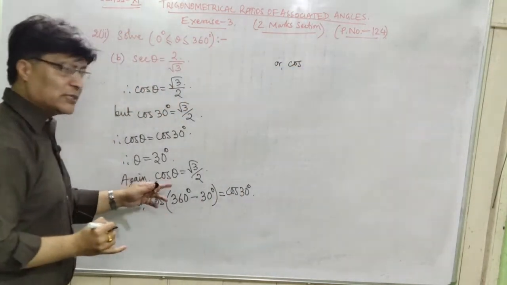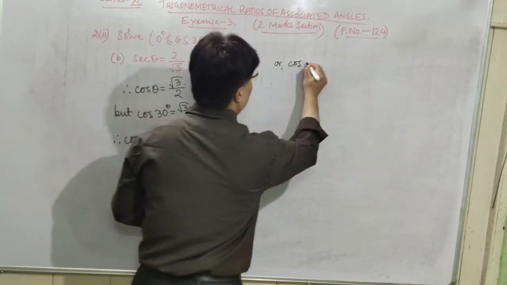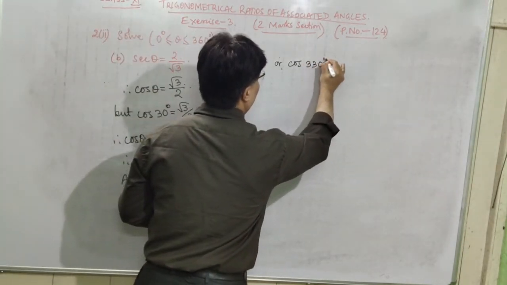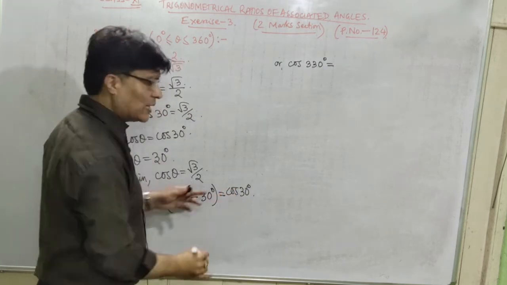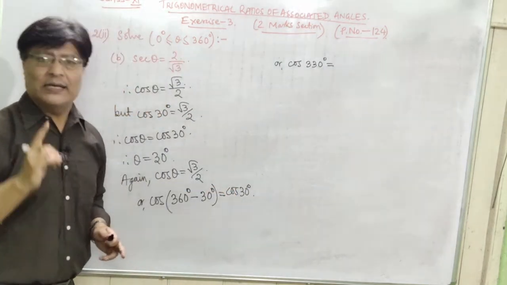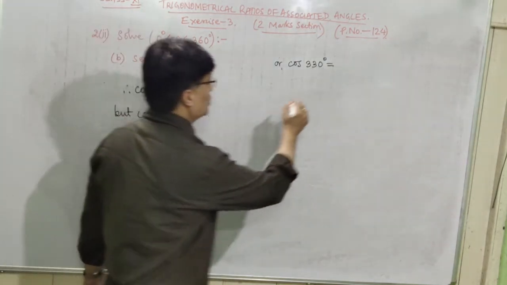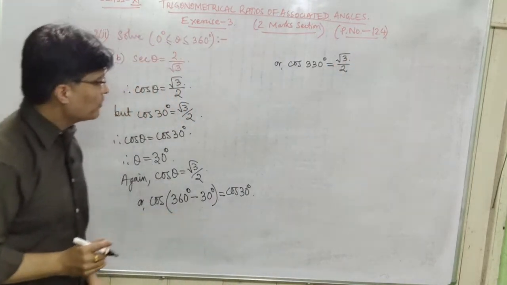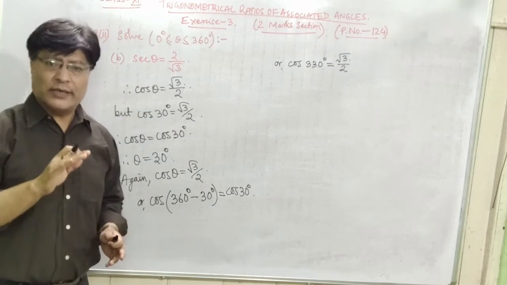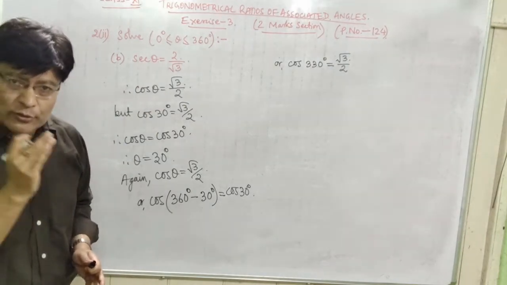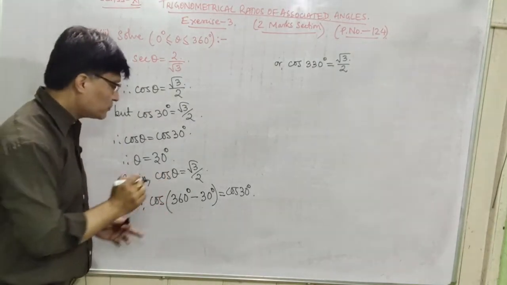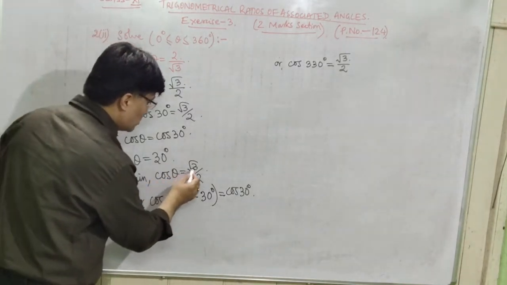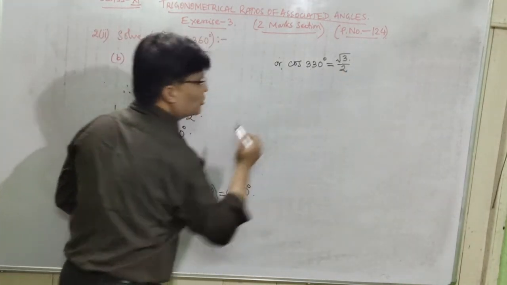So next, cos, what is 360 minus 30? It is 330 degree, which is equal to, on the right hand side, what is the value for cos 30 degree? It is root 3 by 2. So let us write here root 3 by 2. Okay. So now cos 330 degree, its value is also root 3 by 2.